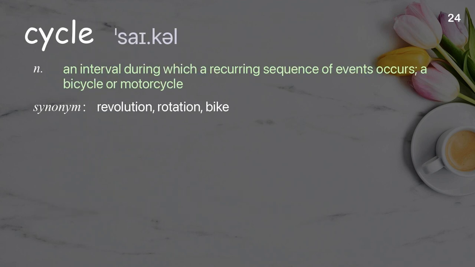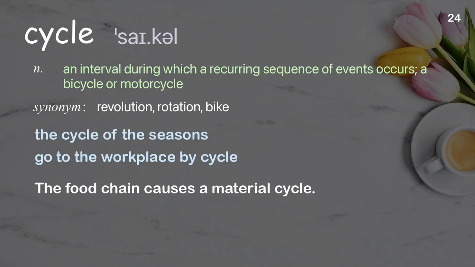Cycle. An interval during which a recurring sequence of events occurs, a bicycle or motorcycle. Examples. The cycle of the seasons. Go to the workplace by cycle. The food chain causes a material cycle.